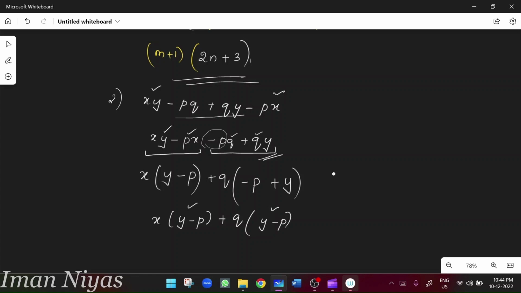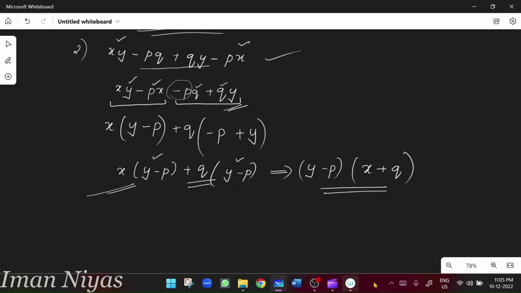So now you can see these are same, right? So we can regroup it again. How can we do it? y minus p we can take as common, and what is left over we will put together in one bracket, right? So what is the leftover here? x, and here plus q. So x plus q. So what we got as the final answer for the factorization of this question? y minus p multiplied with x plus q. Clear? So now let's see another example.